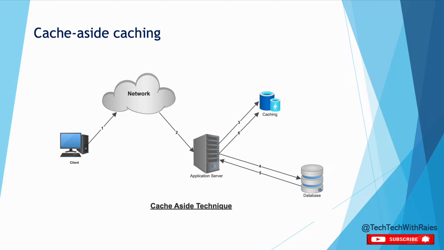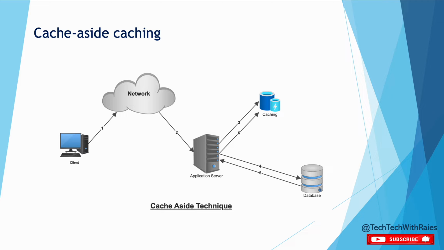Cache aside caching. This is a pictorial representation of cache aside caching. Basically, let's say clients want to write something, or particularly let's say a client wants to read something. This particular cache aside caching is mostly helpful in reading or retrieving data. If the system is read heavy, this cache aside caching is mostly used.